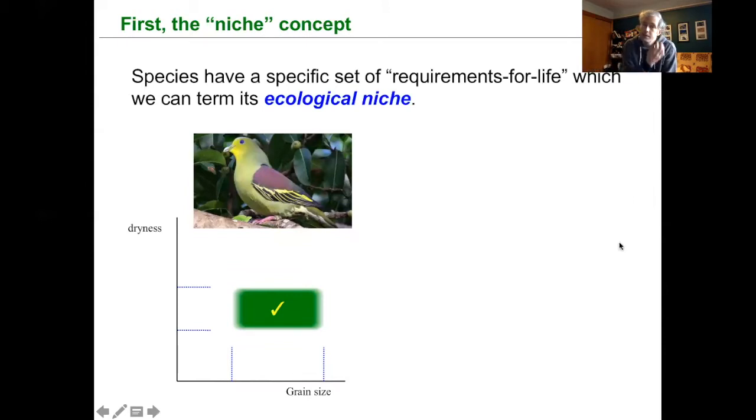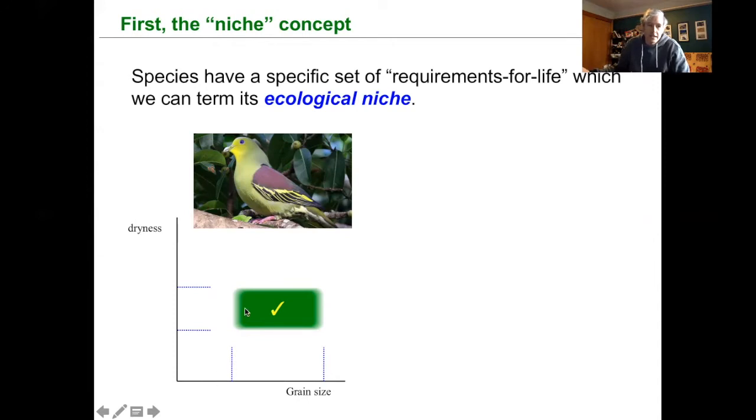The niche concept is the idea that every single species has its ecological niche. Species have a set of requirements for life, which we can term its ecological niche. Here, for example, we've got this pretty little dove, and the figure below represents 2 components of this species' ecological niche. On the x-axis, we have grain size going from very small to big. On the y-axis, we have dryness going from very dry to very humid.